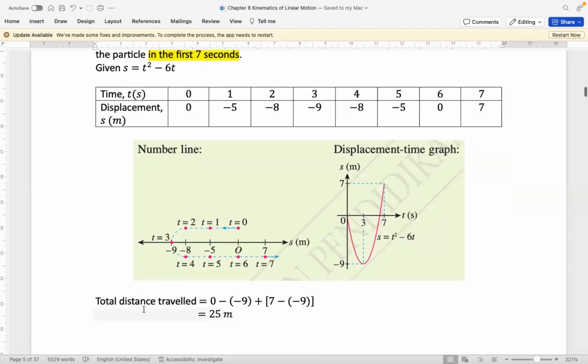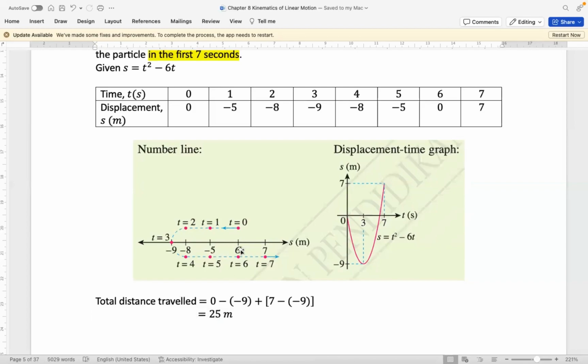After that, you can find the total distance traveled. Okay, so from here, you can notice that the particle changes direction when t equals to 3. So when you find the total distance traveled, you can divide it into 2 different parts. Okay, this part, you can use a larger number minus a smaller number when you find the total distance traveled.